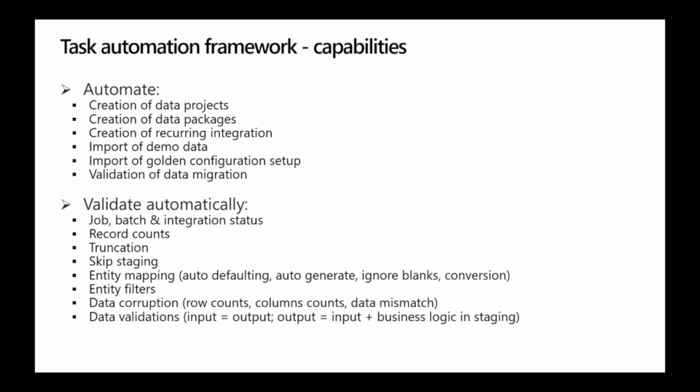We do have a lot of ideas of what we want to make sure into the future, typically more validations, like we want to make sure that whatever you have been giving as input is exactly the same as output, or maybe you want to even run some business logic verifying and so on. So there is a lot of things that we still need to be adding to that framework. At this moment, the validation is limited to the first ones, which is the job batch statuses, record counts, truncation, and skip staging.